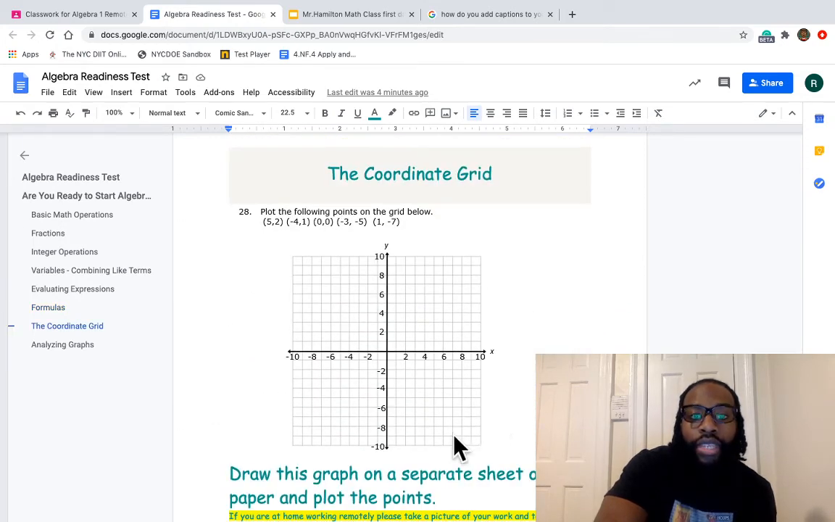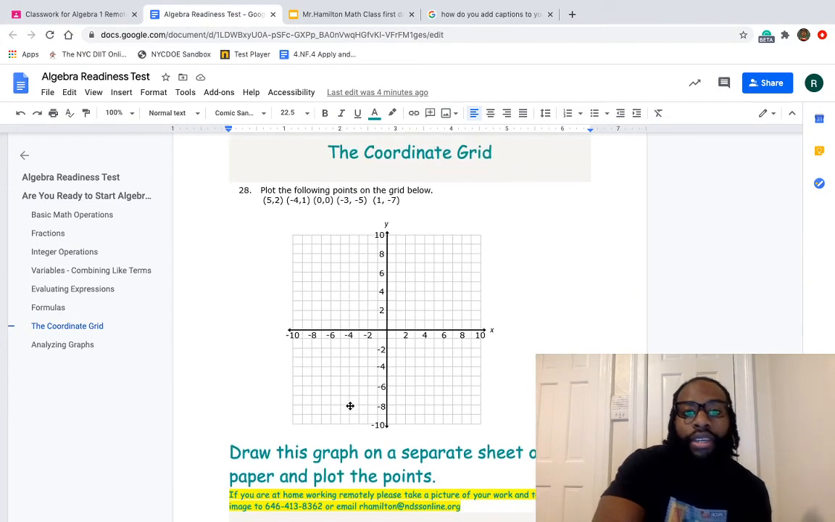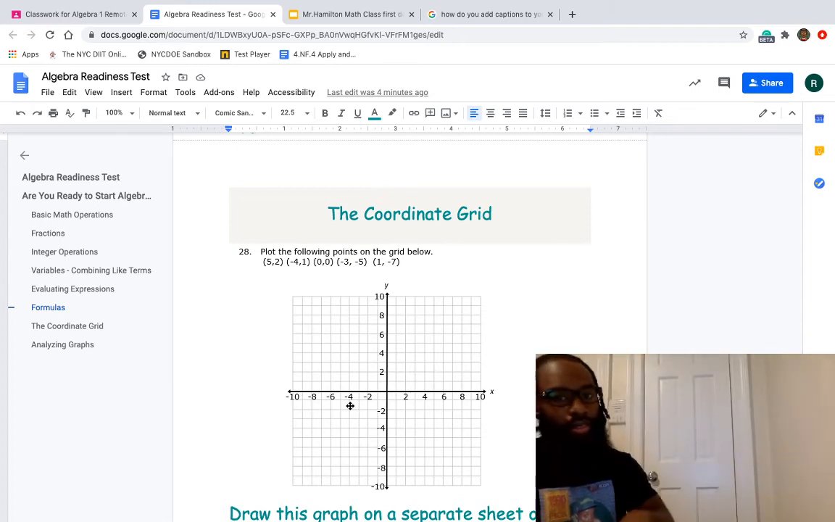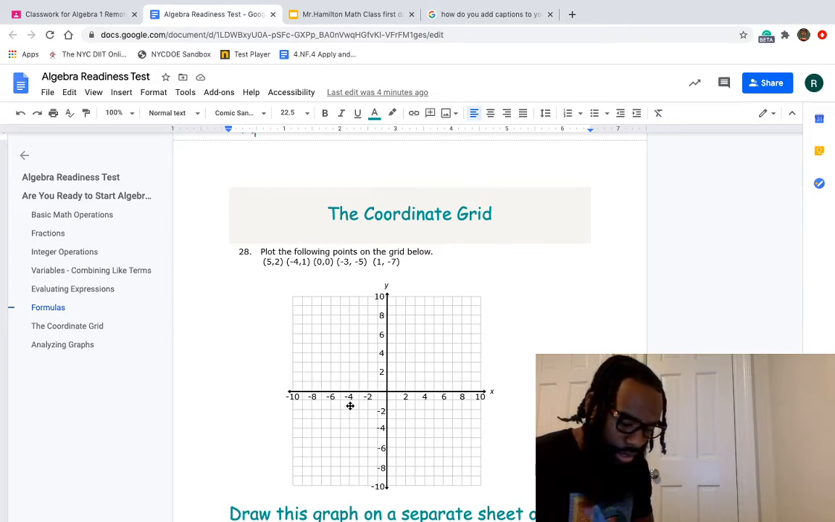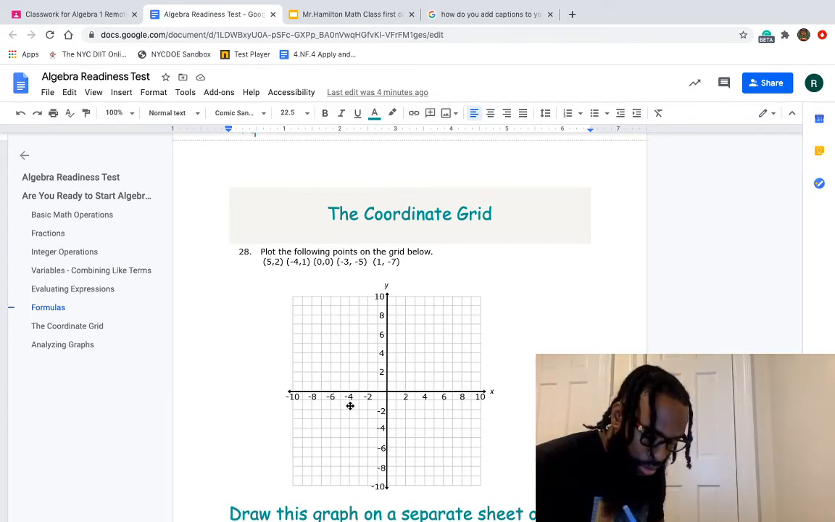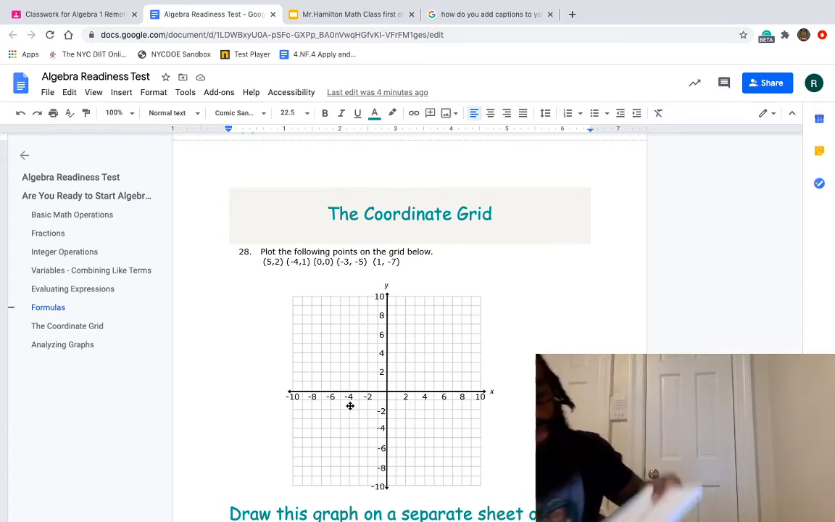Coordinate grid. It says draw this graph on a separate sheet of paper and plot the points, right? So here, you're going to copy the same graph that you see. So I'm going to draw it. All right, 2, 4, 6, 8, 10. 2, 4, 6, 8, 10. -2, -4, -6, -8, -10. -2, -4, -6, -8, -10. Right? See, I drew my graph.